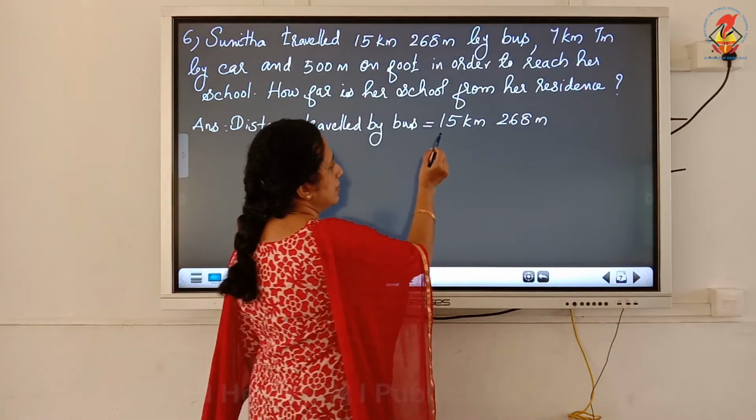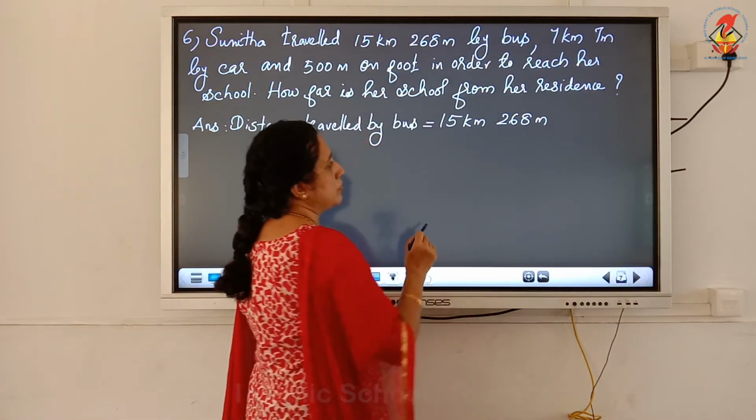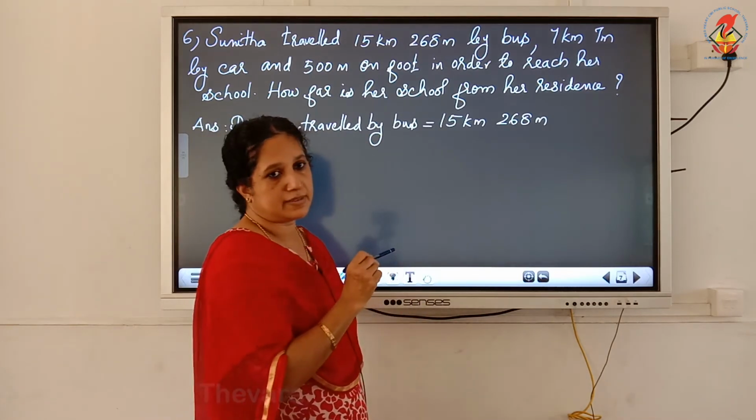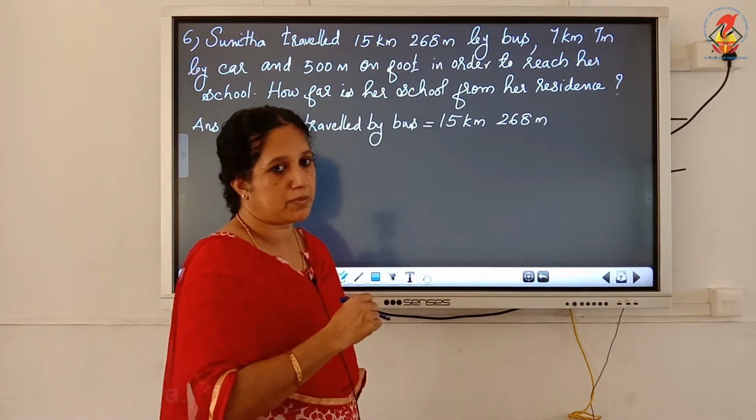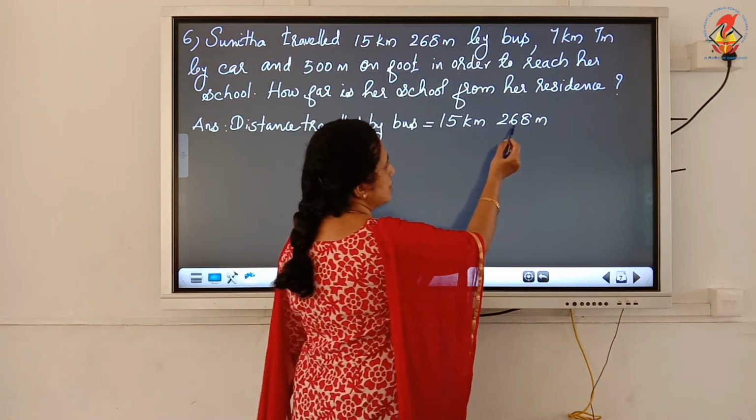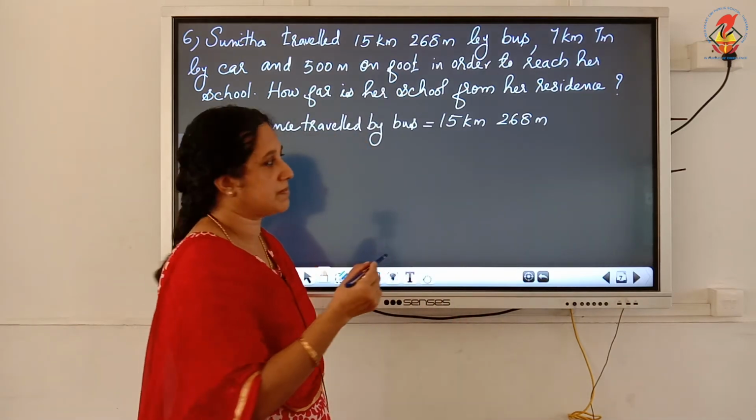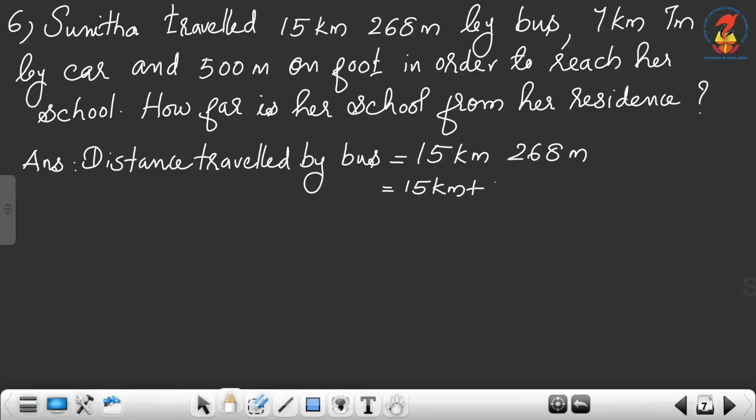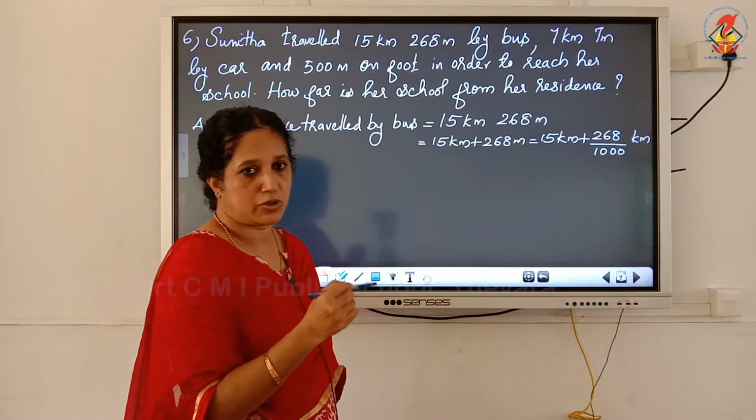Now what we have to do? We have to express this 15 kilometer 268 meter in a decimal form. So how we can write it in the decimal form? In the last problem we saw that we have to convert this 268 meter into kilometers. So 15 kilometer 268 meter, we can write 15 kilometer plus 268 meters, which is equal to 15 kilometer plus 268 divided by 1000. Then we will get the answer in kilometers.